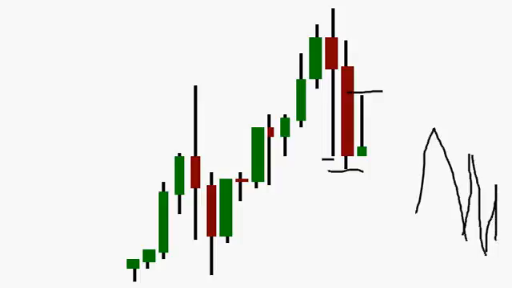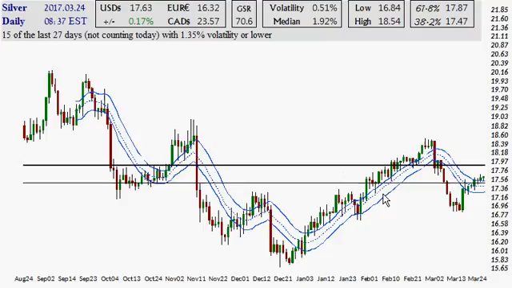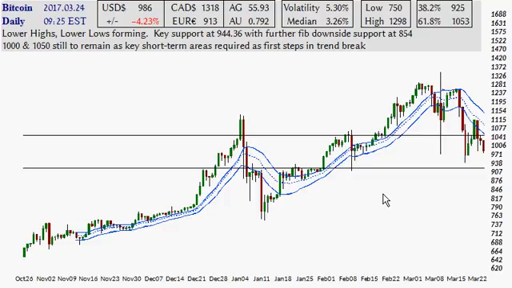Just like on the daily chart where it's showing, that's the wrong one, the daily chart here, that it's looking to break lower, looking high probability. So that's where the market sentiment is right now.